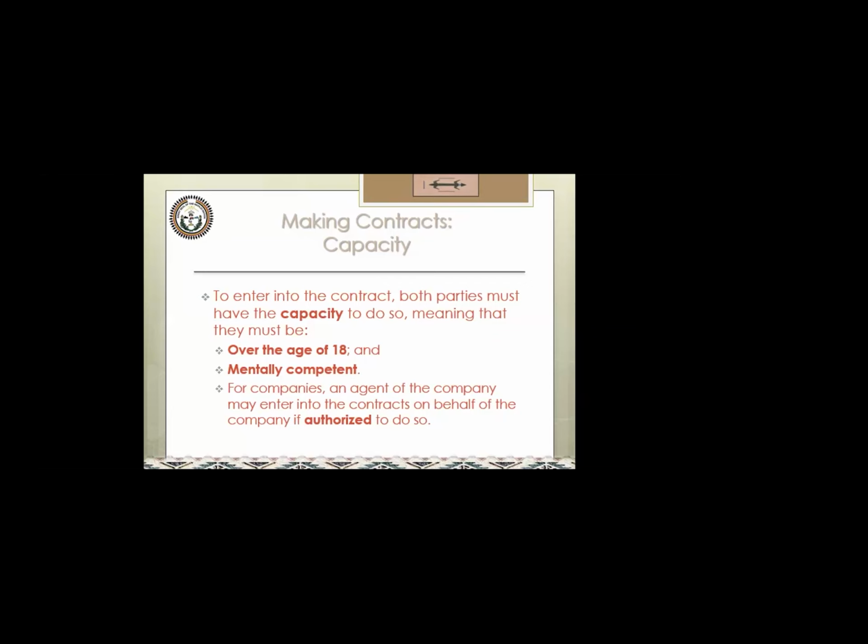Now, when it comes to mental competency, some of the issues that we see are usually in regards to, let's say, Alzheimer's, right? If you have somebody that you're entering into a contract with who might not be lucid at the time that they're entering into that contract, maybe they're having some kind of medical episode pertaining to Alzheimer's, dementia, or something like that, they don't have the legal capacity to enter into that contract at that time, so that contract might not be considered a valid contract because there's no capacity.